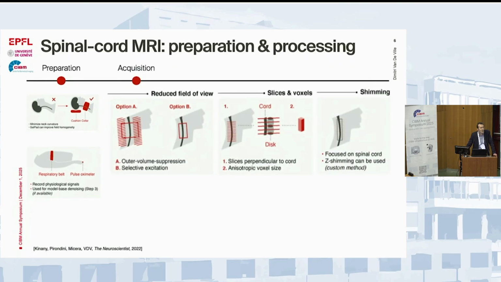Then in terms of acquisition, if you're only interested in the spine, you need to go with the reduced field of view, and that means you will need to leverage sequences that work on outer volume suppression or selective excitation. Then the slices are best positioned perpendicular to the cord. Again, a reason to minimize the curvature. And of course, the shimming is typically a concern because you want to have, of course, as little inhomogeneity along the cord as possible.